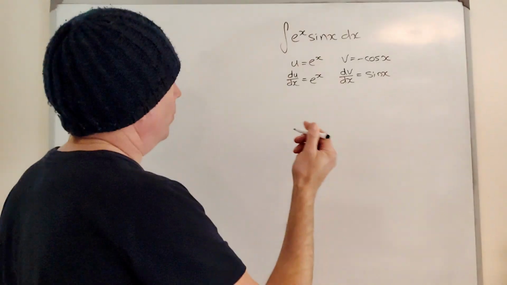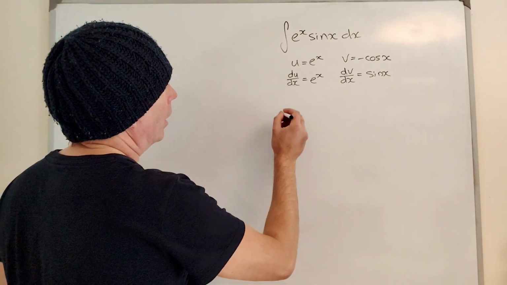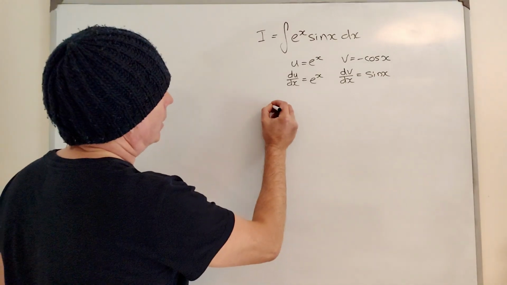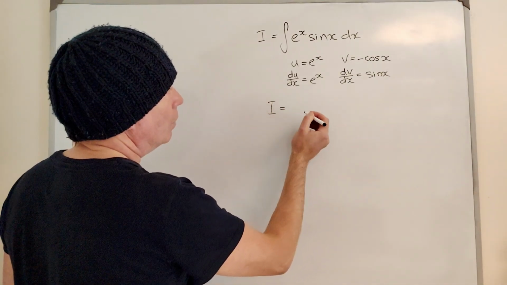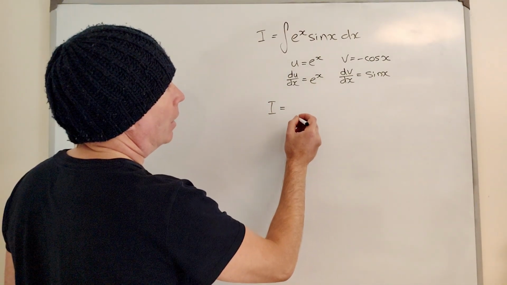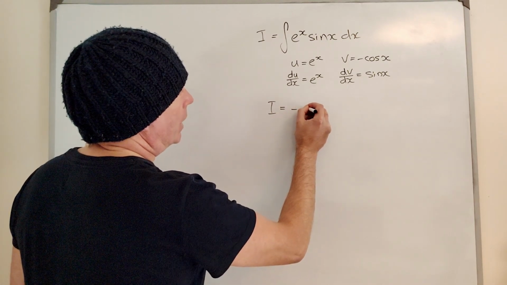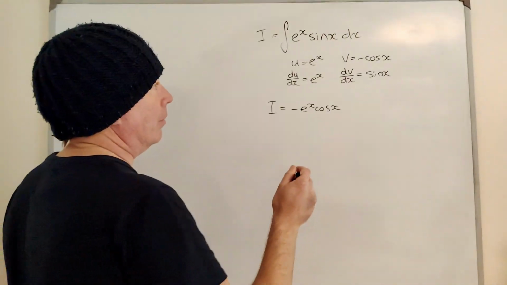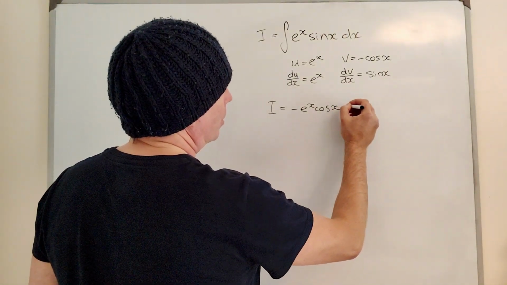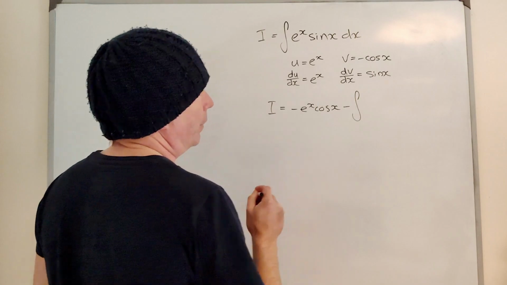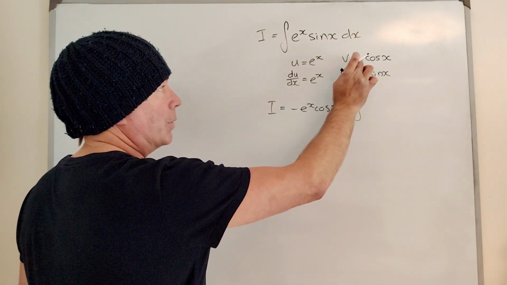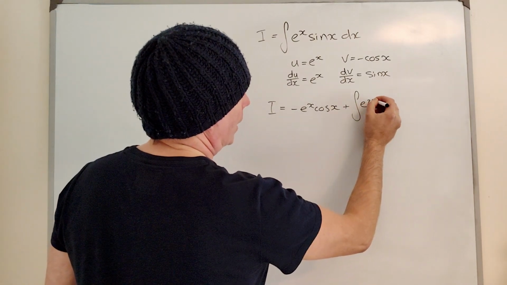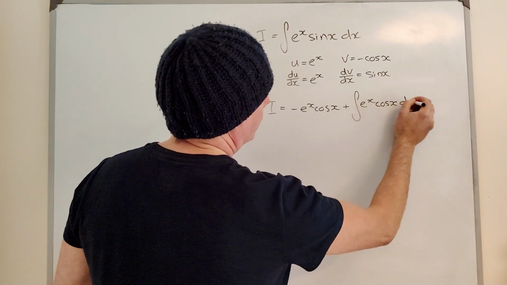Okay, so if we plug everything into my integral, I'm just going to call that I for simplicity's sake. So now I is going to be equal to uv, which is u times v, which is negative e to the x cos x. It's conventional to put the exponential in front. You don't have to. And then I'm going to subtract the integral of v du dx. So we're obviously multiplying v du dx, so my negative there will turn out positive, and then we end up with e to the x cos x dx.